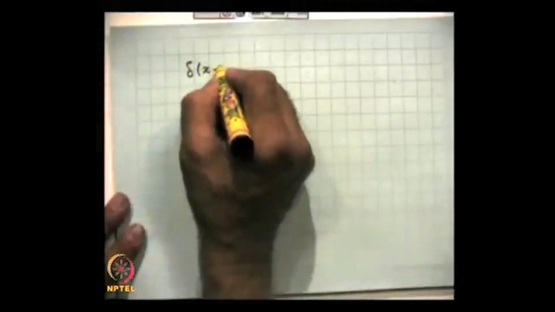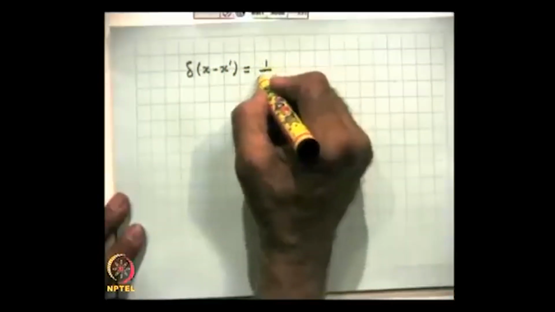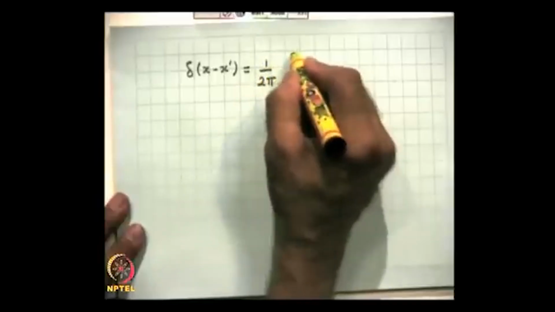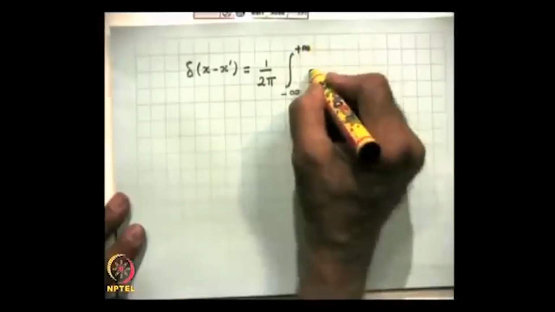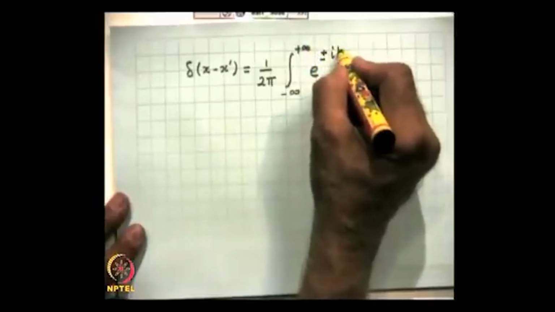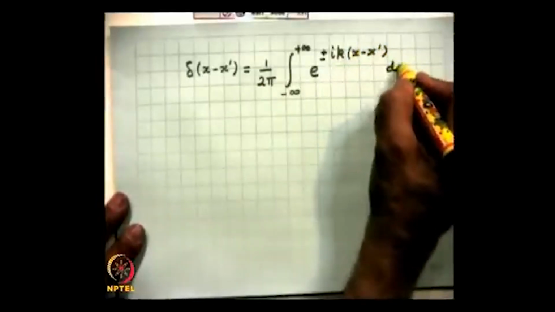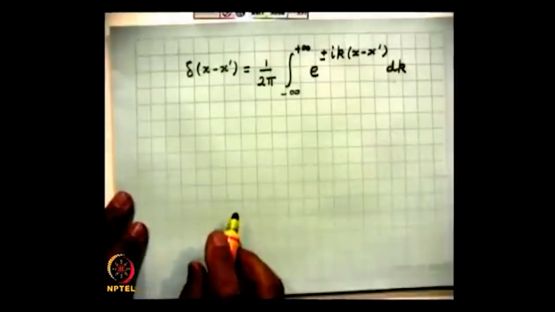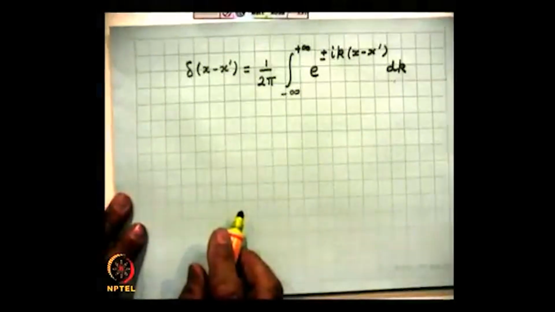We had said that the integral representation of the Dirac delta function was given by 1 over 2 pi, integral from minus infinity to plus infinity, and there can be both a plus sign as well as a minus sign, e to the power of plus or minus i k into (x minus x prime) into dk. So, this is known as the integral representation of the Dirac delta function.